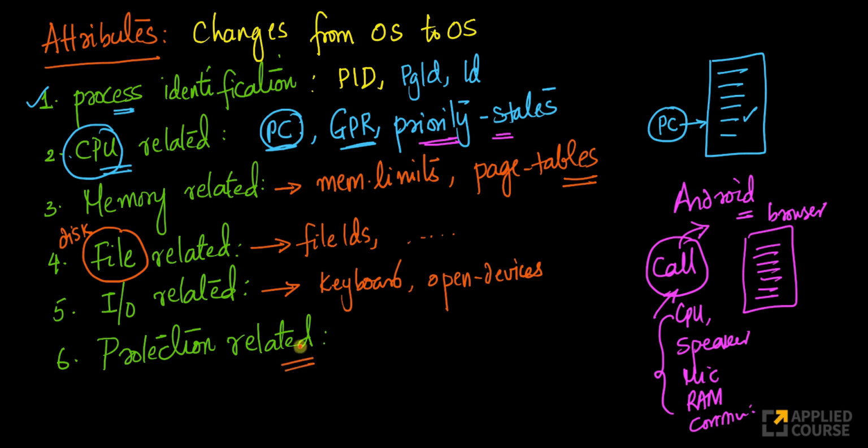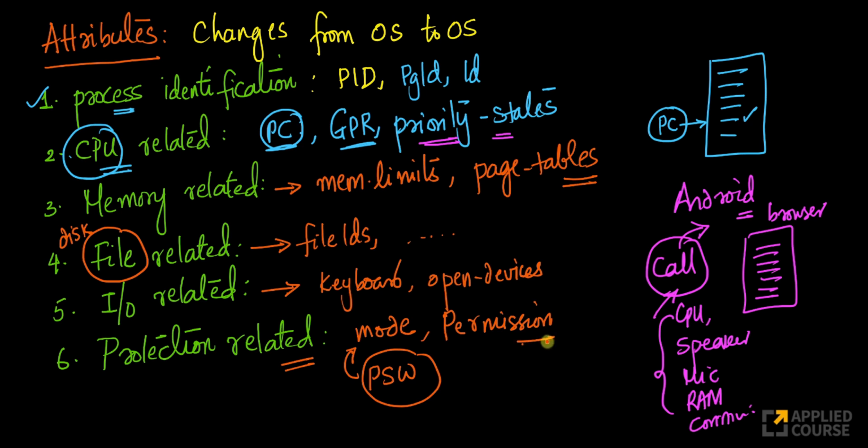There are also some protection related attributes. For example, which mode is this process running in? We discussed the process status word. So there are some protection related things here, like whether it's running in kernel mode or user mode. Similarly, does this process have permission to open some files? All of these are attributes associated with a process. I hope you got a good sense of what these are, but remember, they change from operating system to operating system. But these are broadly some of the key ideas.